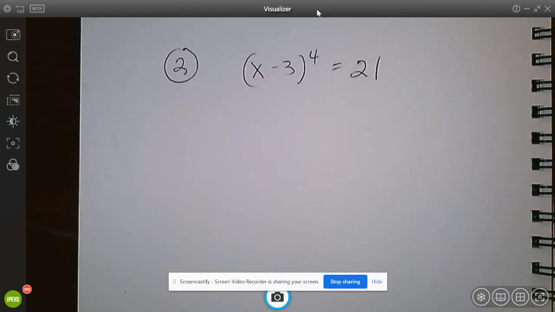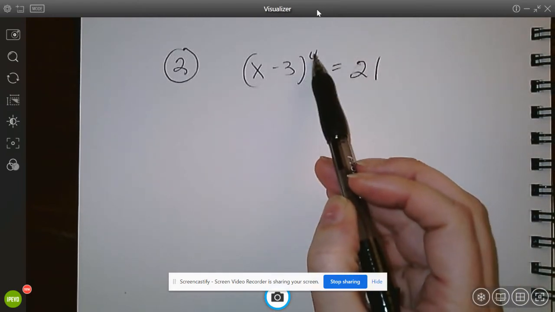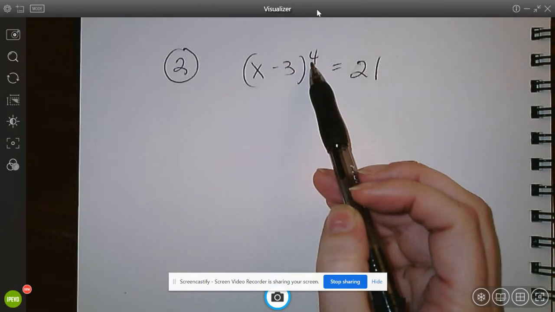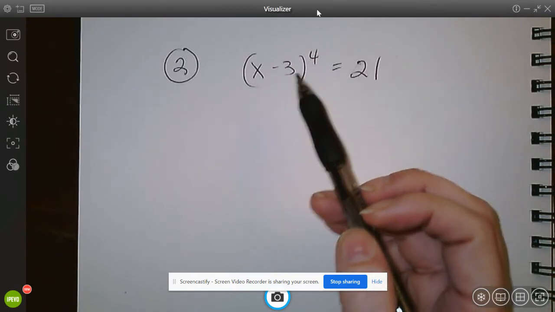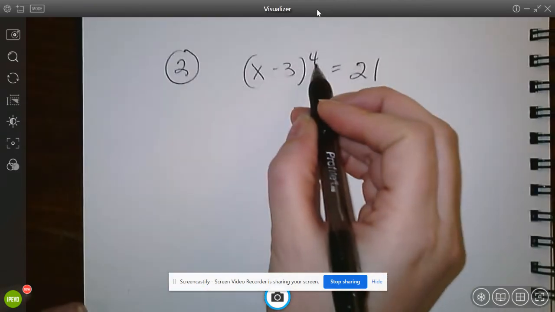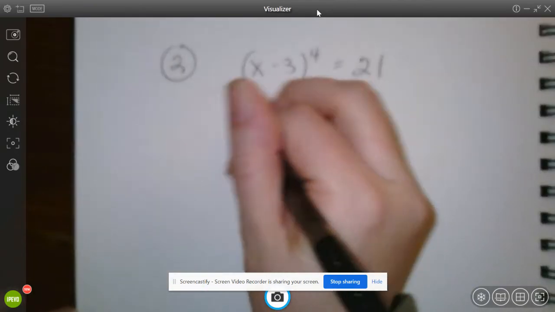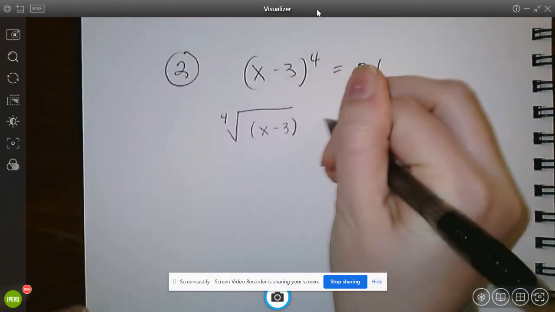So with this one, the reason it's a little bit different is because I have an even root, or an even exponent in this case. We're about to take the 4th root of both sides. And because of that, if you remember when we took the square root of things, which is also even, it gave us a positive and a negative answer. So to do this, we're going to get rid of this exponent out here by taking the 4th root of both sides of this problem.